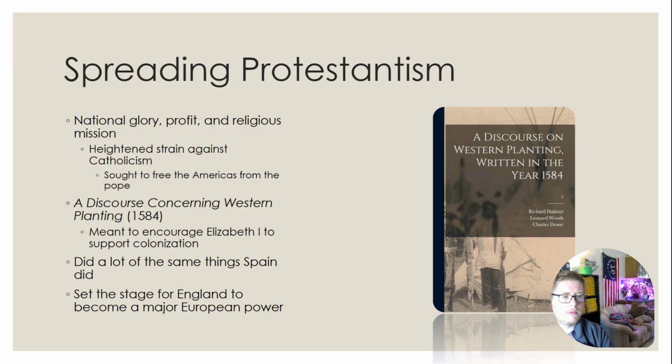In 1584, we have a book being written by a few people, A Discourse Concerning Western Planting. This was meant to encourage Elizabeth I, Henry VIII's daughter, to support colonization. And it's important to point out, just like we talked about last week with the Spanish missionaries spreading Catholicism, they're going to do a lot of the same things just with Protestantism. It does also set the stage for England to become a major European power as well. The big thing to keep in mind here is that we're going to see this be used as a jumping off point for specifically targeting native cultures and native communities.